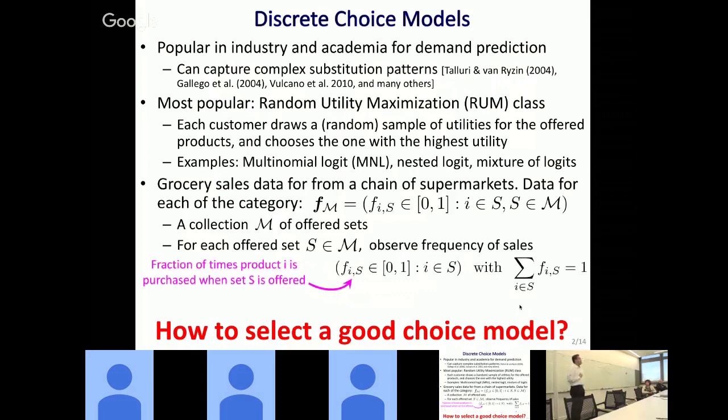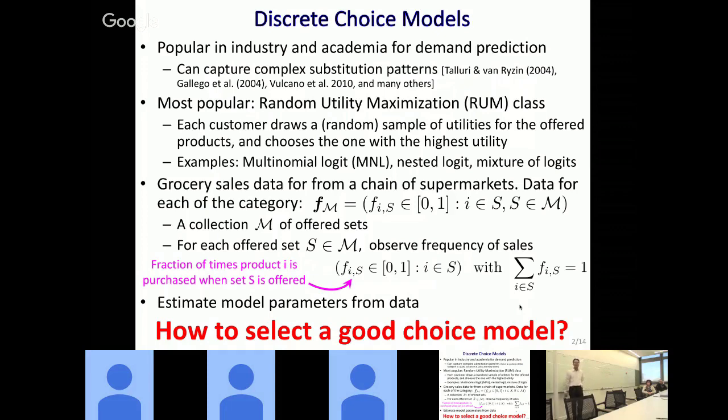And for each offer set, F_S, S in the collection M, the data we observe is this F_iS, the fraction of times that a product i has been purchased when the assortment S is offered. And the sum of F_iS over i in S is equal to 1. So that's the data set that we work with. Given this data set, we can estimate the parameters of the choice model. It could be the multinomial logit choice model or whatever specification of the model that you're interested in. The details of which are not germane in this particular talk.